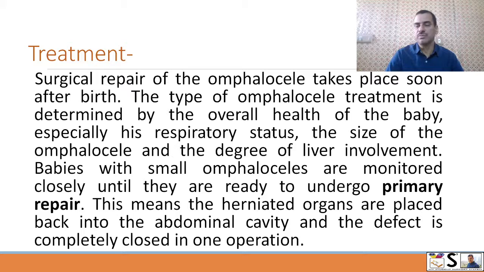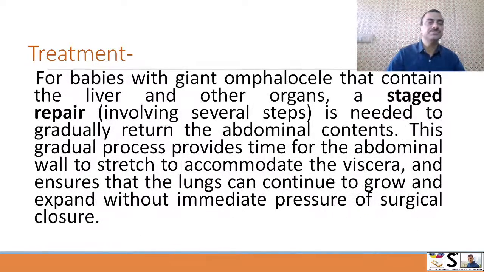Babies with small omphalocele are monitored closely until they are ready to undergo primary repair. This means the herniated organs are placed back into the abdominal cavity and the defect is completely closed in one operation, or generally on the same day of the birth.